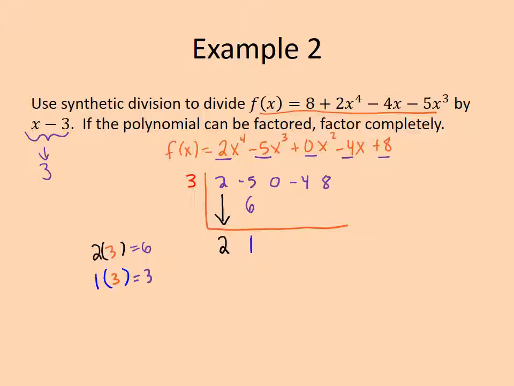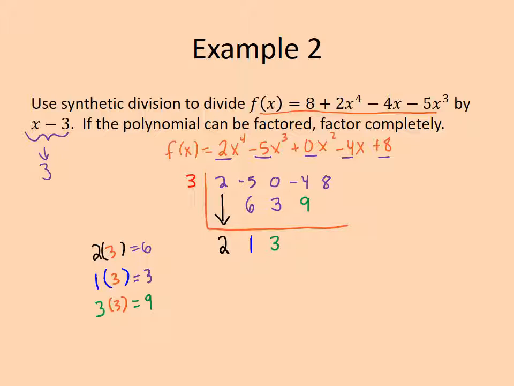So +3 goes underneath the 0. Now I add. So I have 0 plus 3, which is +3. Now I take the +3 that I got and I multiply it once again with the 3 on the outside. When I do that multiplication, I get +9. That +9 goes underneath the -4.